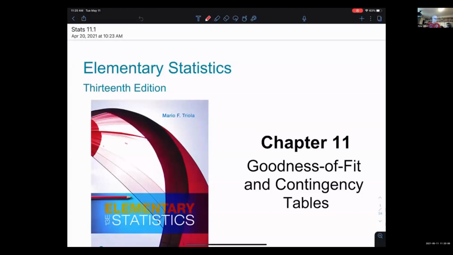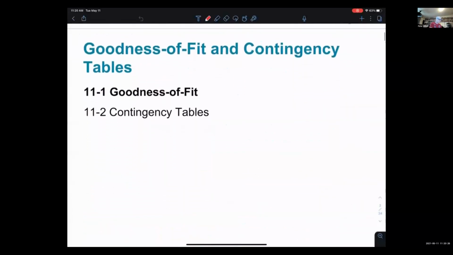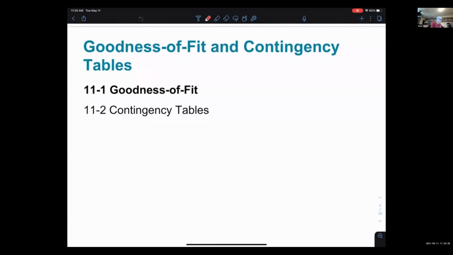Welcome to the final chapter for our statistics class, chapter 11. And there's two things in chapter 11, the goodness of fit and contingency tables sections. And that's it. It's not like there's a bunch of other sections that we're skipping or not going to get to. There's just these two. And we're going to do them both. And we're going to begin at the beginning by looking at a goodness of fit topic.